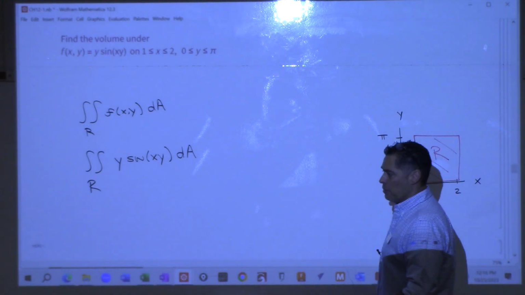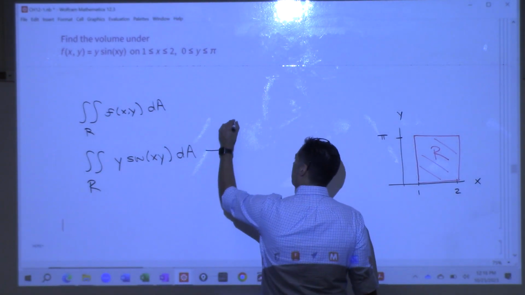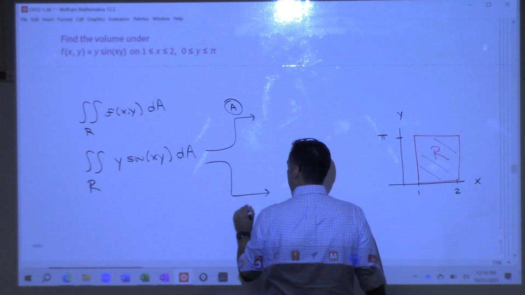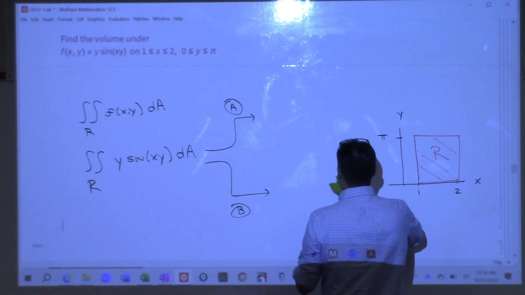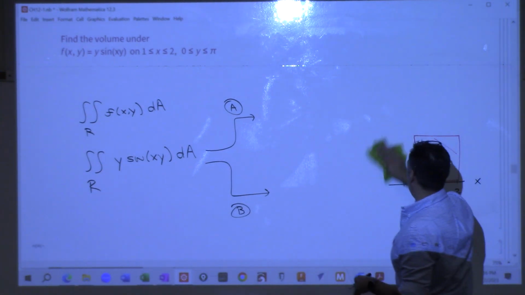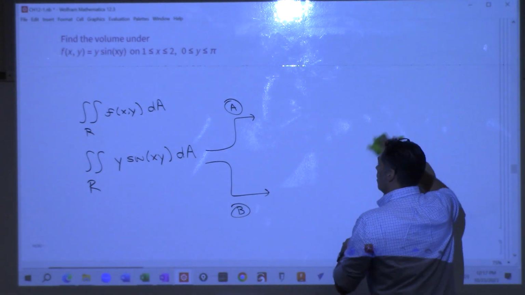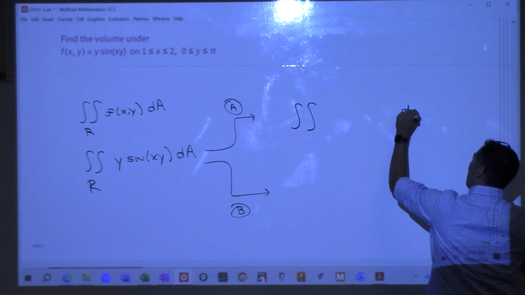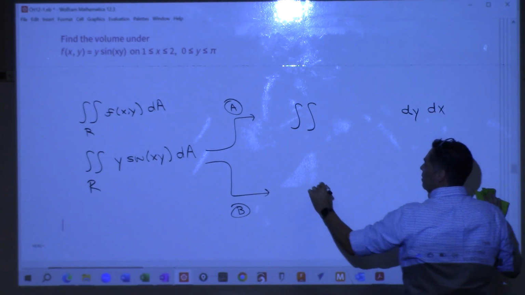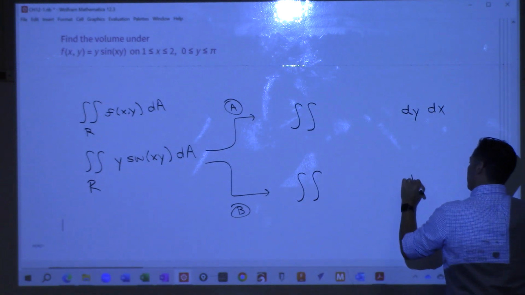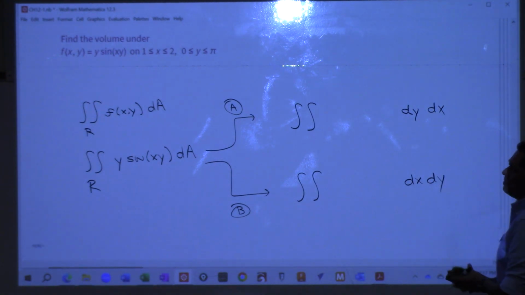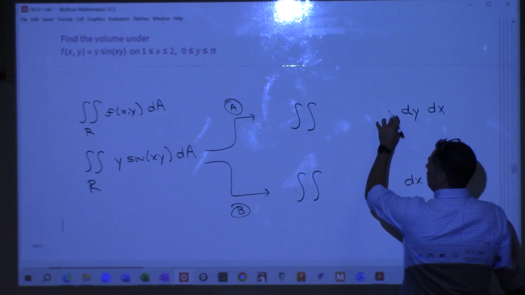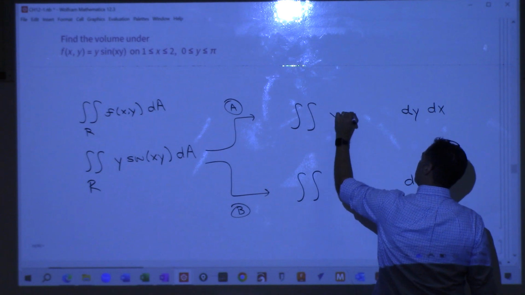I'm going to show you both. Let's go option A, and let's go option B. In the last problem, I didn't give you options, but let's look at the two options we have here. The first option, like we did last one, is dy, then dx. The other option is dx, then dy. Fubini's theorem tells me I can do this because it's a rectangle. If I do this option, the function goes in here, just like this.